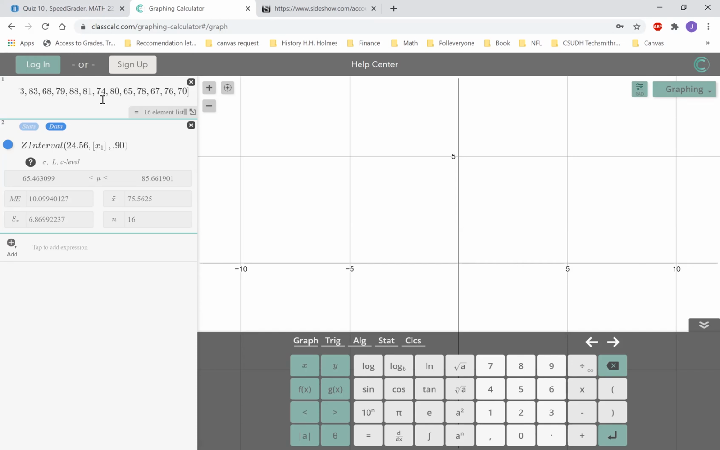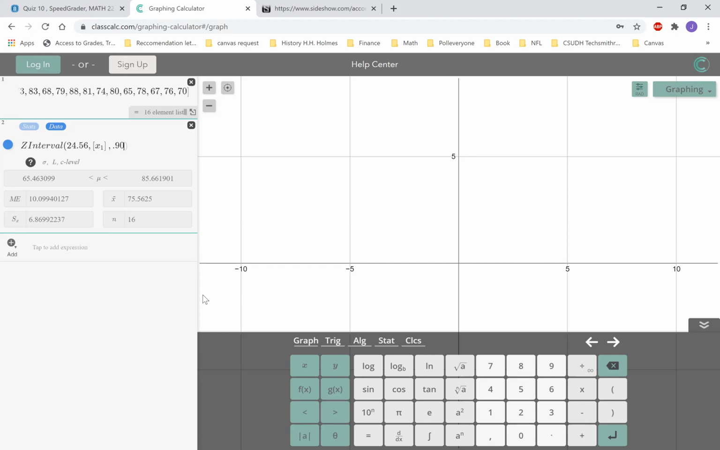Because if you look right there, it says ME. So if you want to find the margin of error, that's your margin of error, 10.09940127.